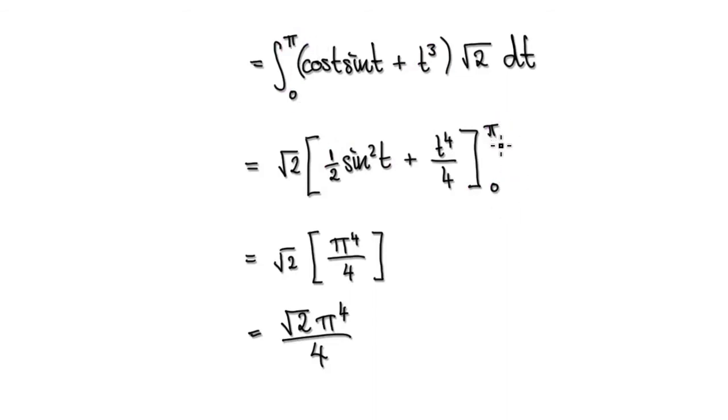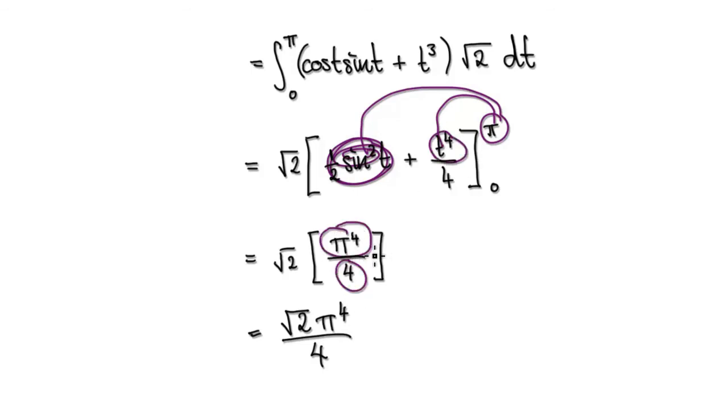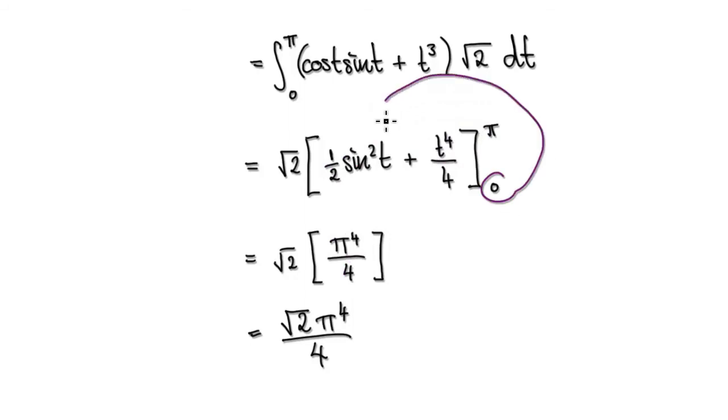So now put this into here. Sine of pi is 0, so the whole thing here would be 0. Put this into here, so that would be pi to the power of 4 over 4. And then when you put 0 into here, it would be 0. Put 0 into here, it would be 0. So our final answer is given by this.